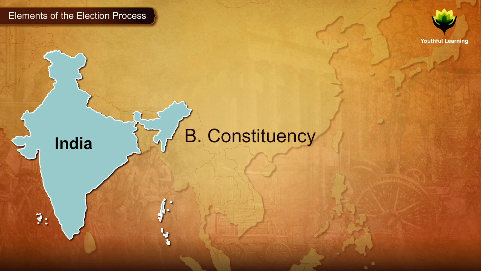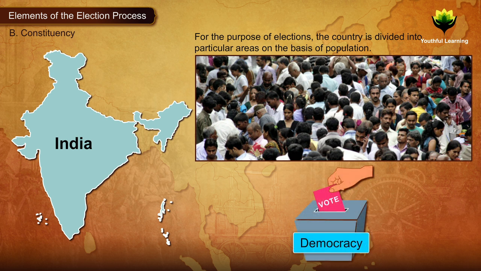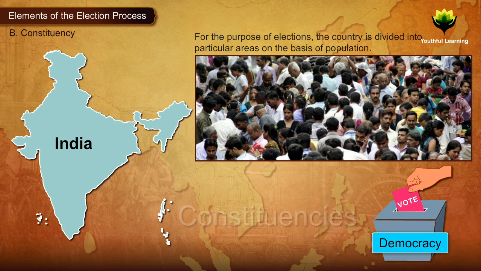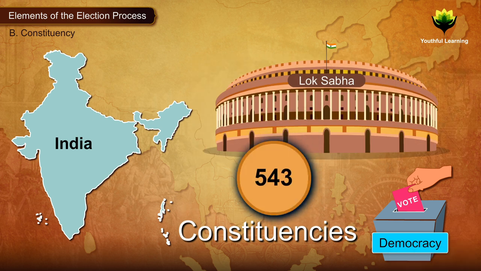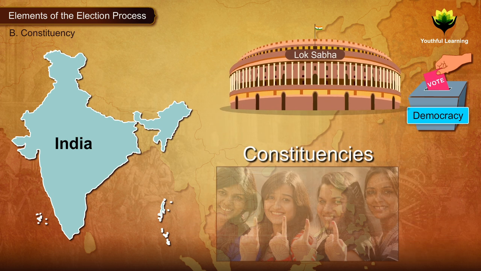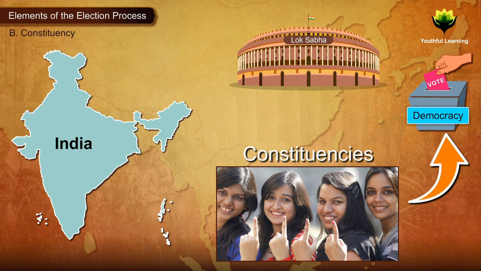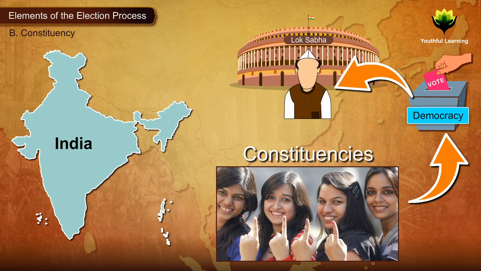B. Constituency. For the purpose of elections, the country is divided into particular areas on the basis of population. These areas are called constituencies. Each constituency has a fixed area. The Lok Sabha has 543 constituencies. The voters from each constituency vote and elect a candidate who is called a Member of Parliament, MP.